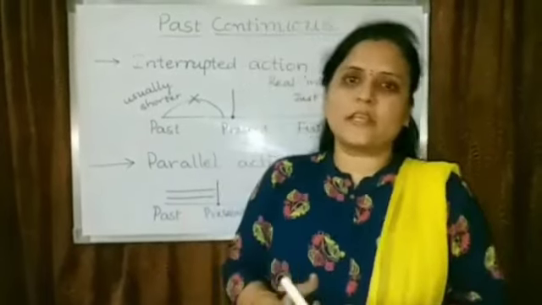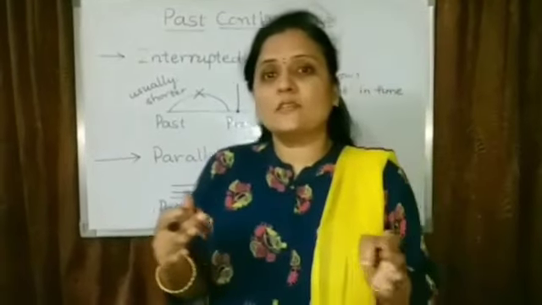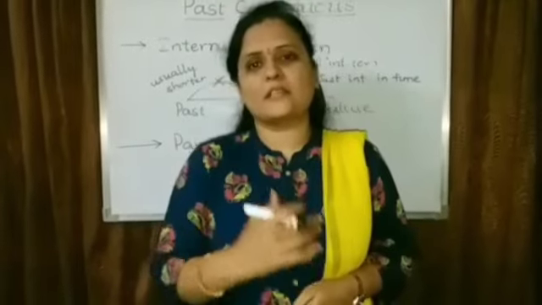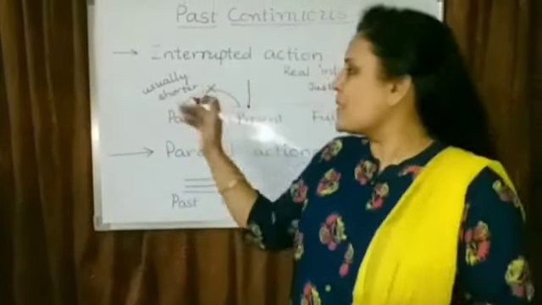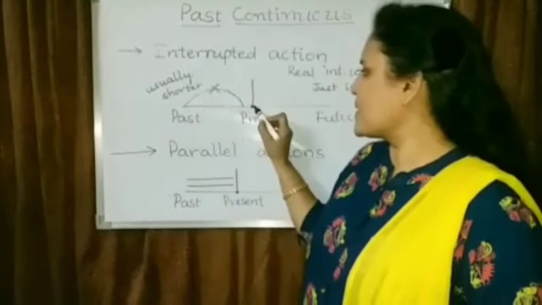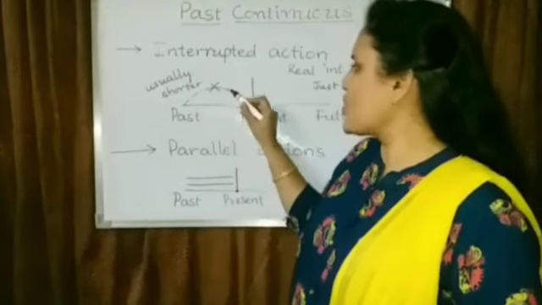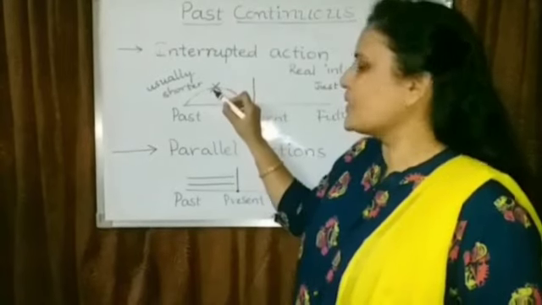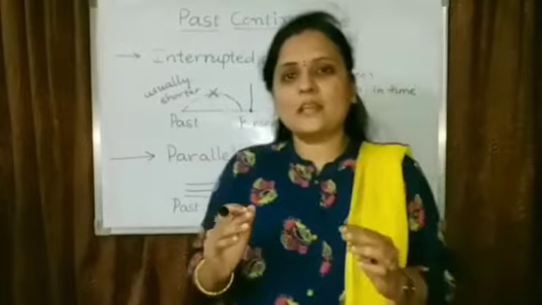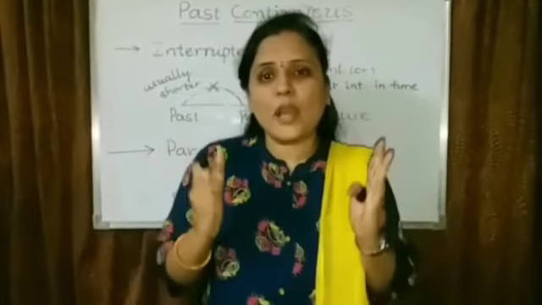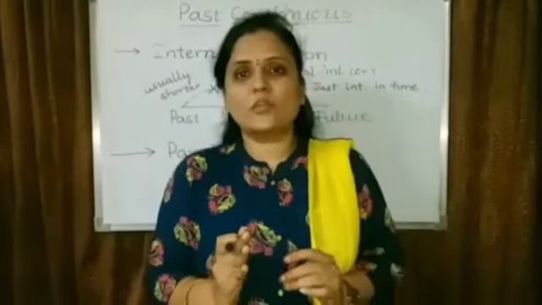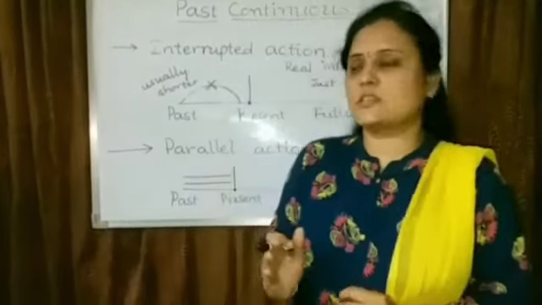So what is an interrupted action? It indicates the actions are longer and interrupted in the past. And here these may usually be shorter, because see here, past tense and present, and here it may be shorter and at the same time interrupted. And if you see parallel actions, parallel means two things, two actions happen at a time. Such type of actions we call parallel actions.